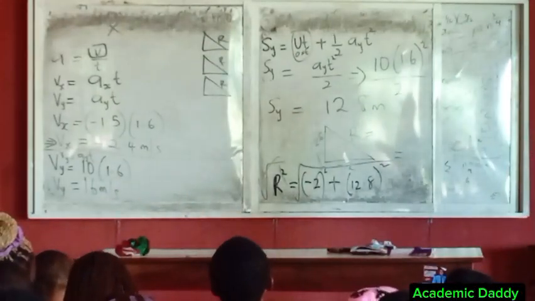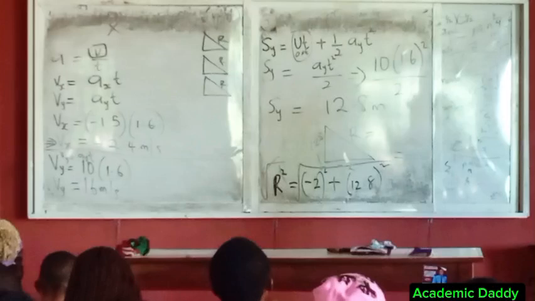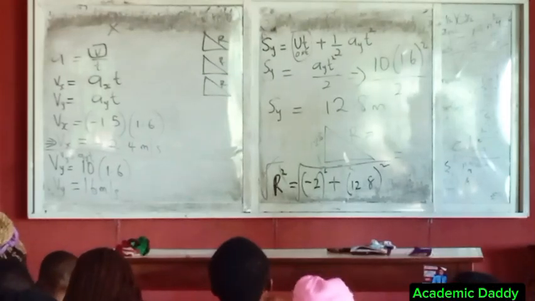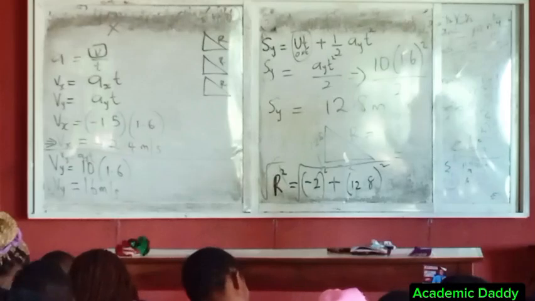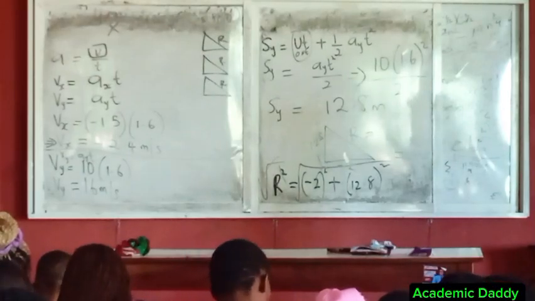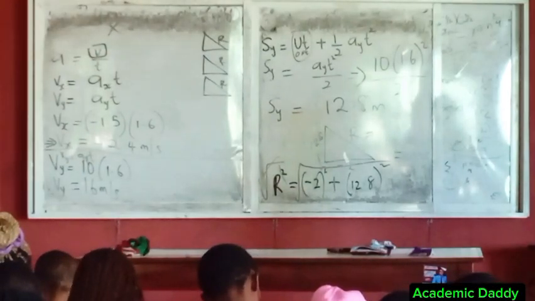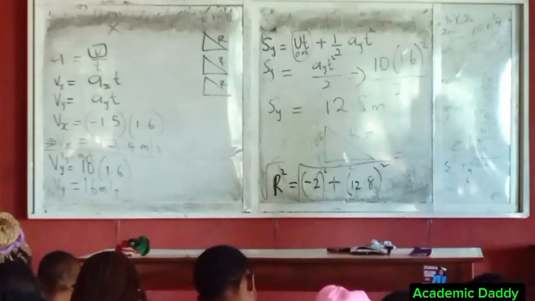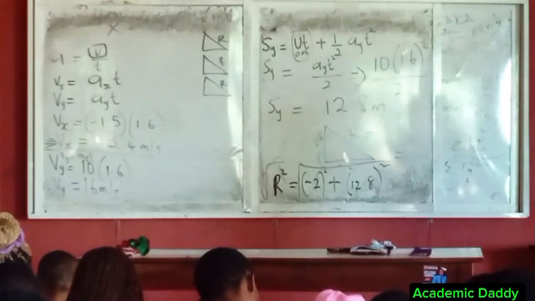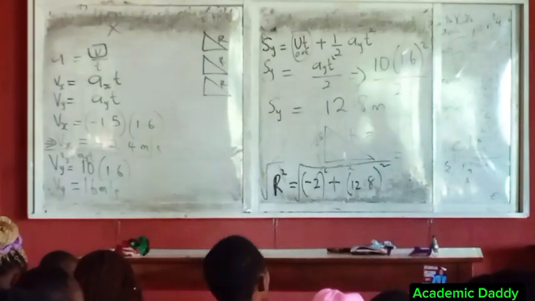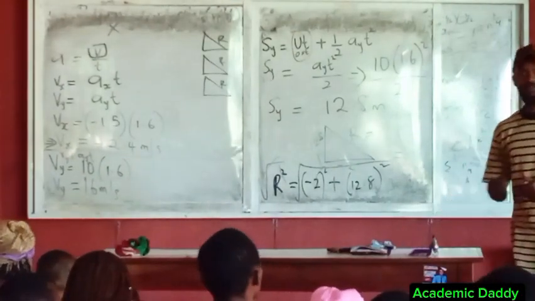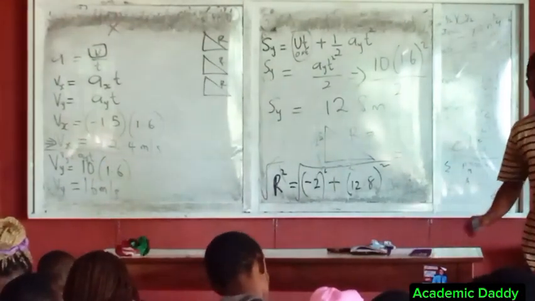For the position, remember that we got the position on the x-axis. What did we get as the position on the x-axis? Minus 2, and on the y-axis we have 12.8. Yes. So now, what we are not saying is to find the resultant position. To find the resultant position now, you will use Pythagoras. So you are the one doing that one for me.